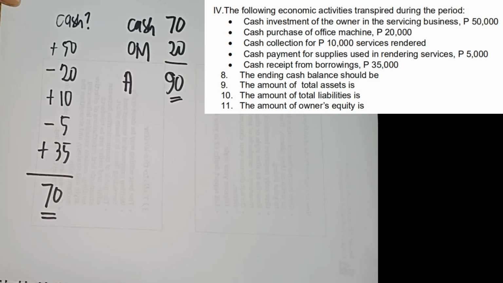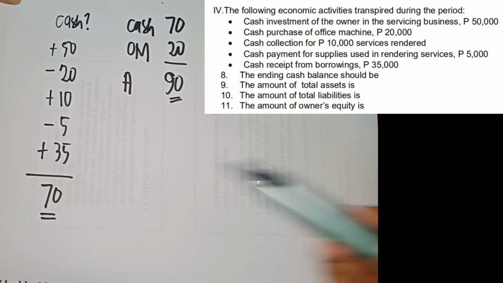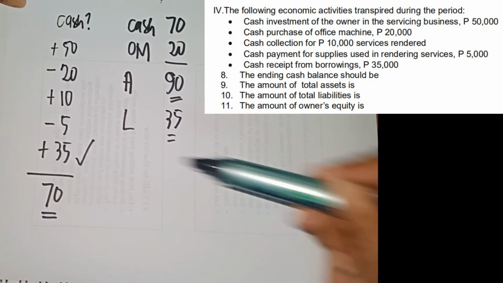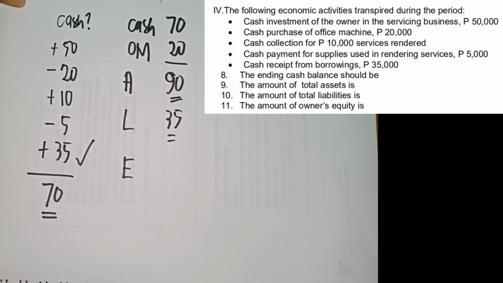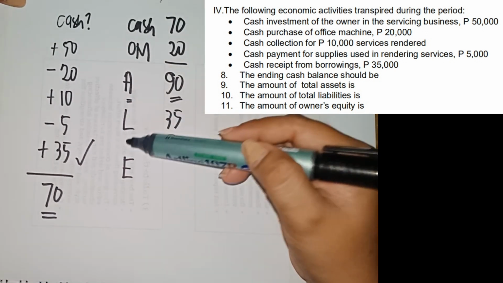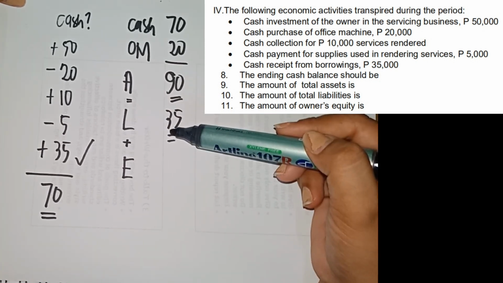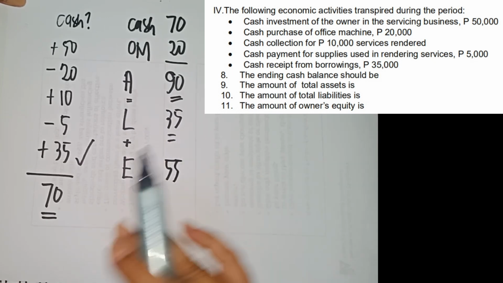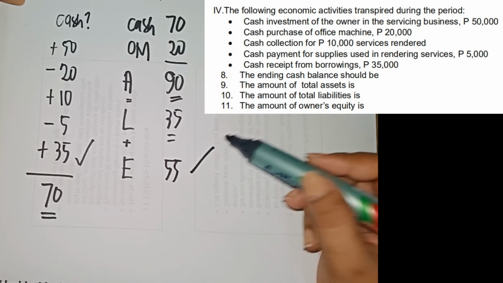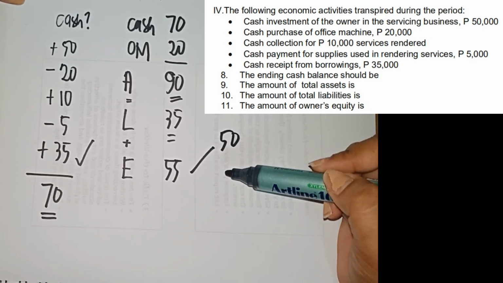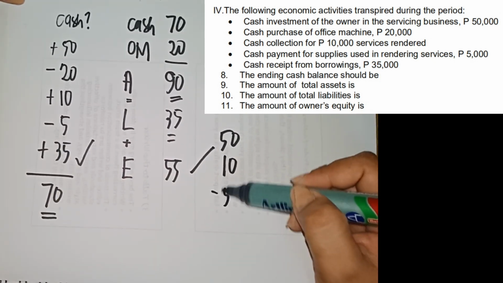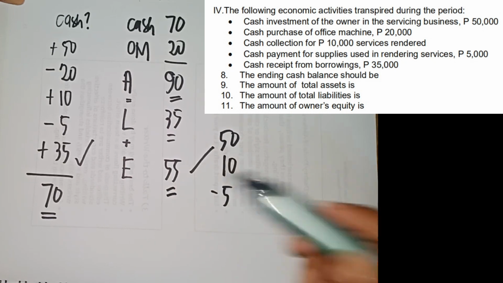Next question, amount of total liabilities. So, kanina, naka-receive tayo ng pera dahil nangutang. So, ito yun, liabilities of 35,000. Next is amount of owner's equity. So, kapag ginamit natin yung ating basic accounting equation, assets is equal to liability plus equity. So, magkano ang i-add mo sa 35 para maging 90? So, that is 55,000. Or kung gusto nyo talagang kunin, gamit ang ating given, we have our investment of 50. We have our collection for revenue or services rendered of 10. Then, ibawas na natin yung expense natin na 5,000. So, for a total of 55,000 pesos.